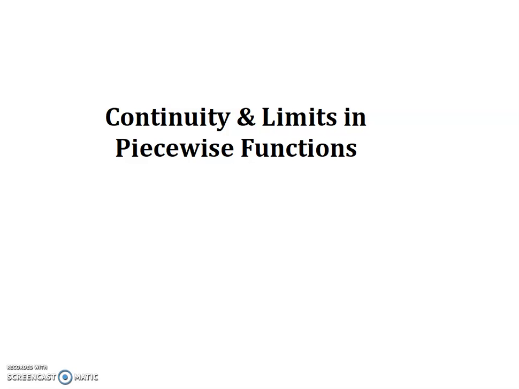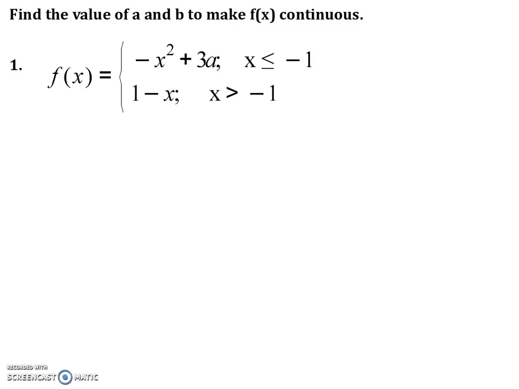Today we're going to look at making piecewise functions continuous and finding the limits in piecewise functions. So for these first few examples, we're going to find the value of a and b to make f of x continuous. Okay. So in order for this piecewise function to be continuous, where we would have discontinuity is at the break in the graph, which would be at -1.